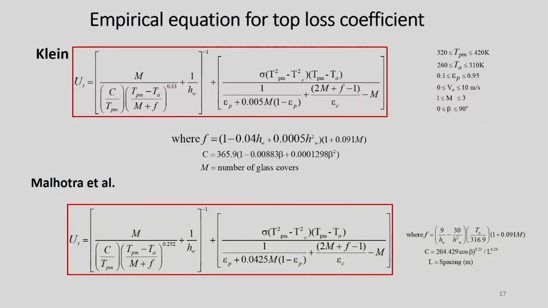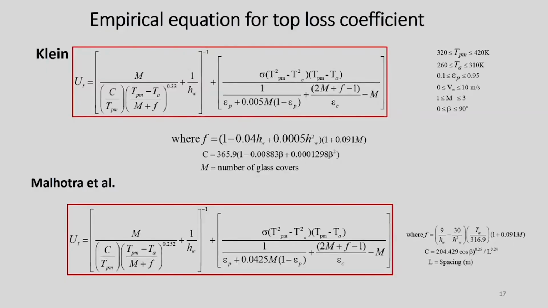So, there are empirical relations available. Without going through this trial and error, we can straightaway use some established correlation to find out the UT values of the particular collector, right. This correlation was developed by Klein, okay. It is a very long correlation and there is a set of data ranges. We need to check the value of TPM, which has to be between 320 to 420 Kelvin. Then the ambient temperature must be between 260 to 310 Kelvin.